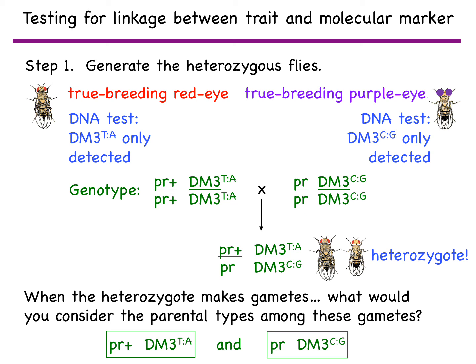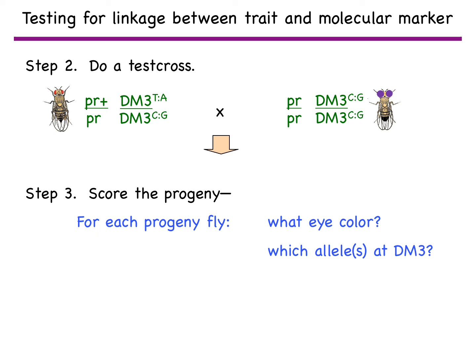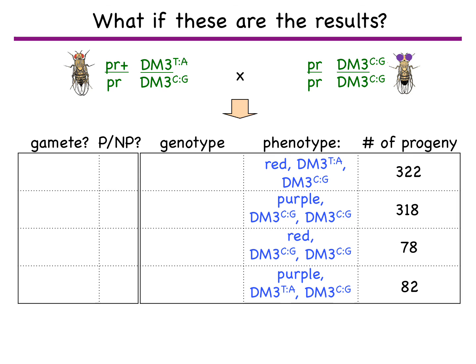Okay, so let's say we take this heterozygote and we do a test cross. And this is again the test cross that we would do. We take our heterozygote at both loci and we cross it to a homozygote for both of the loci, which with the trait of interest is the homozygous recessive. Okay, and then we score the progeny. For each progeny fly, we'd ask what's the eye color and what allele is present at the DM3 locus. And let's say we get the following results. We'll go on to the next slide.